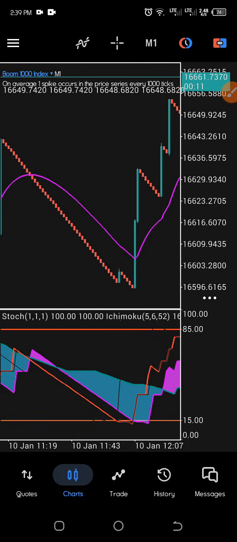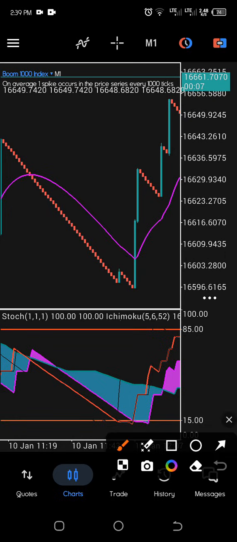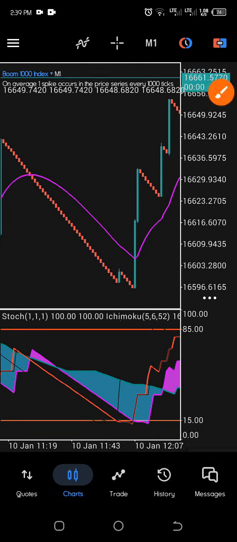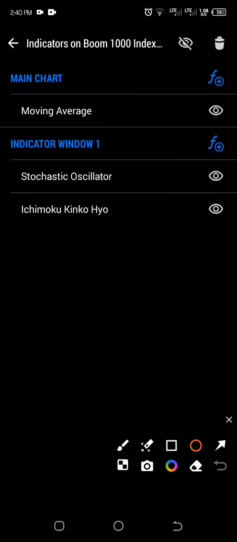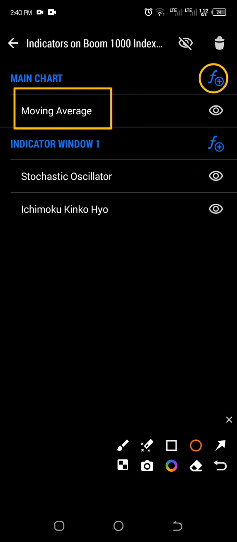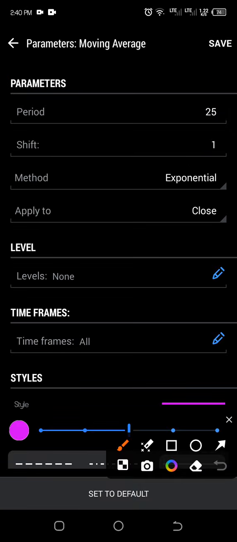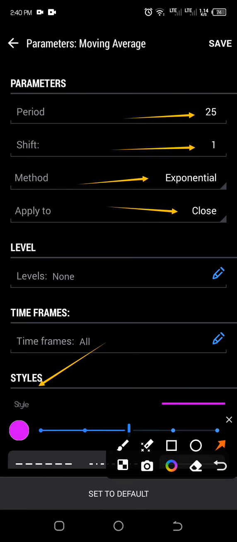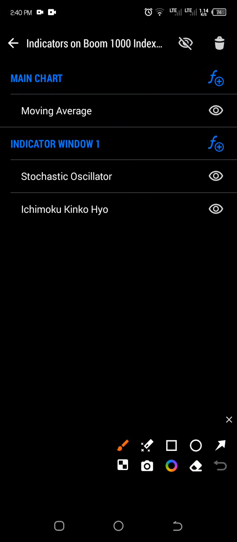Okay, so before we dive into the strategy, I first want to show you guys what are the indicators we are dealing with. So to set the indicator up, click on this icon you are seeing at the top. When you click on the icon, the first indicator we are going to be adding is the moving average. So how do we add this up? You click on this F icon right here. We search for moving average, and these are the parameters. Now the period is 25, shift is 1, method is exponential, apply to close, and for the style, use any color of your choice and click on save. So that is the first indicator we are going to be using.